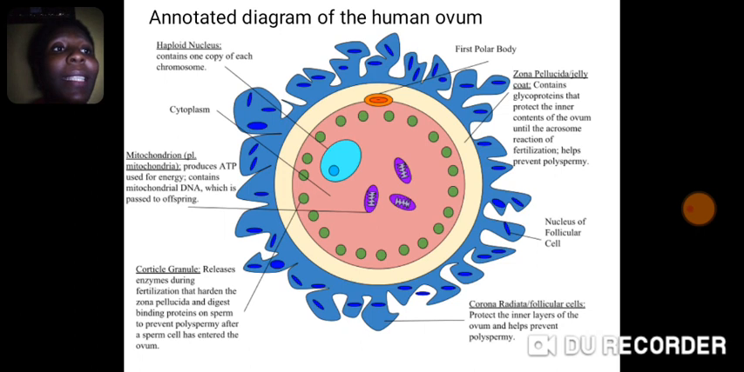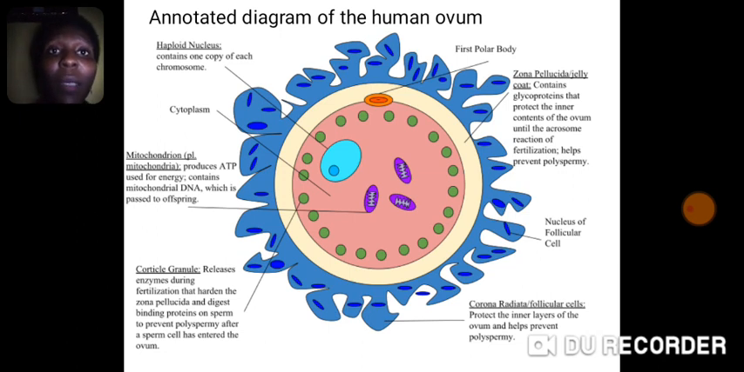And then there you see the nucleus of the follicular cell. We have so many nuclei of the follicular cells, so many of them, right? And then you see the corona radiata, the follicular cells, so many of them as well. What does the corona radiata do? Each will protect the inner layers of the ovum, and they will also prevent polyspermy. Now, what about the cortical granule? It will also prevent polyspermy.